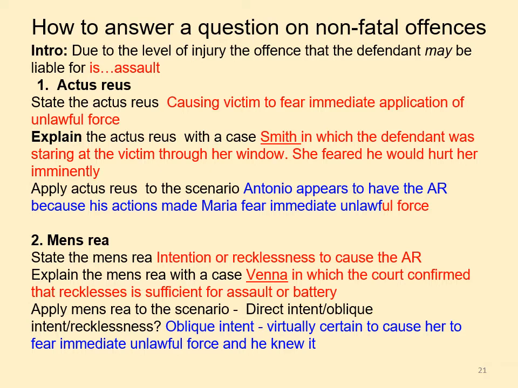However, if you send scary letters, if you send cards and flowers, stand outside somebody's window, phone them every day, you know that it is virtually certain to cause your victim to fear. And that is how you answer an assault application question. Simple.